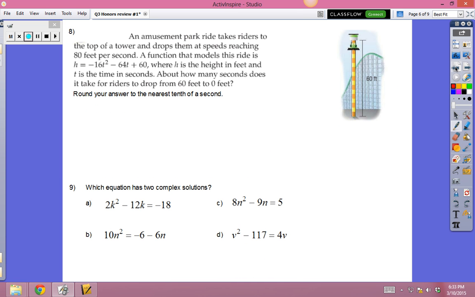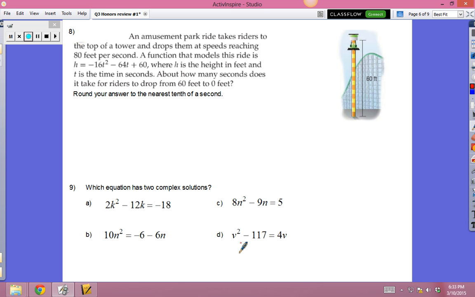Okay, eight is kind of the exact same thing. They're giving you a quadratic model that represents this roller coaster dropping to the ground. It starts 60 feet from the top, so here's your picture. Right now you're 60 feet above the ground. How long is it going to take you to get to 0? That's what they want, if this drops at this rate per second.